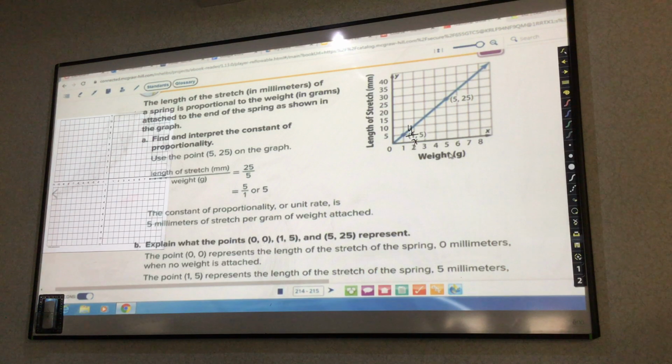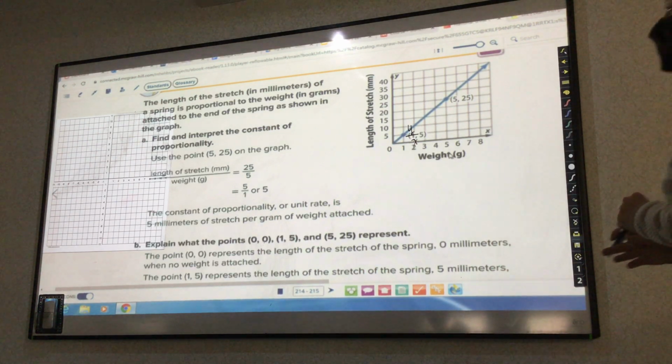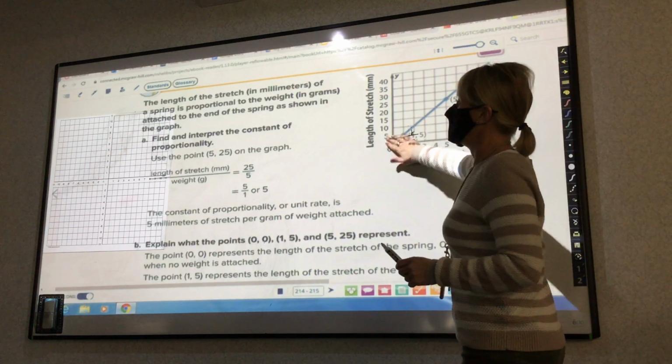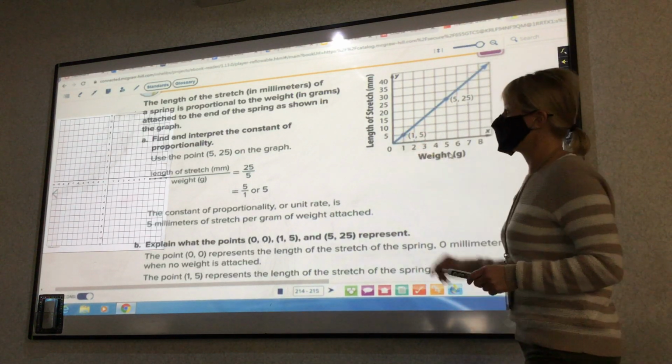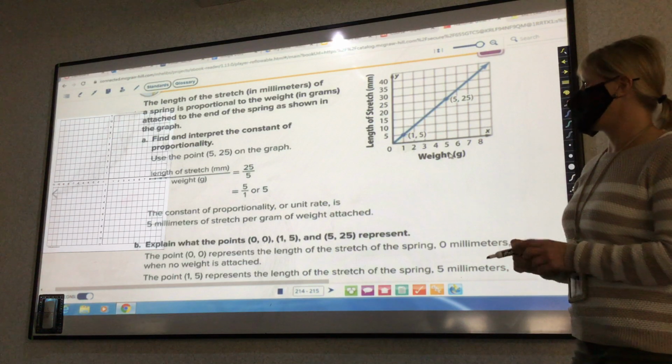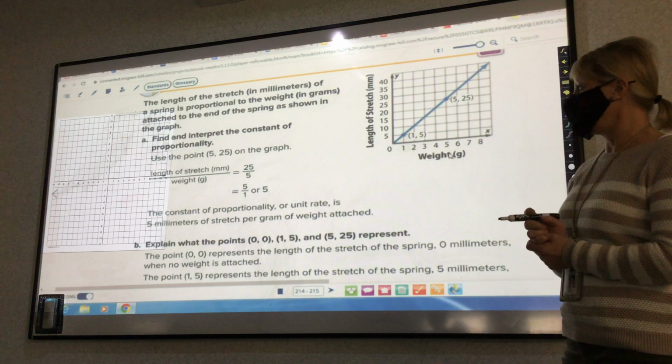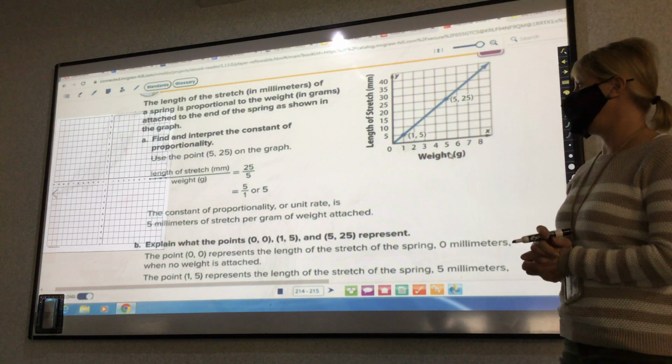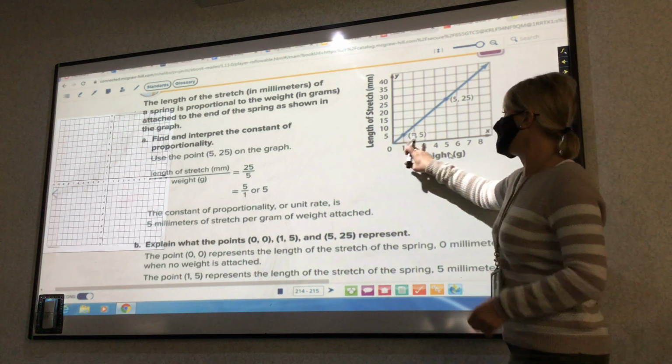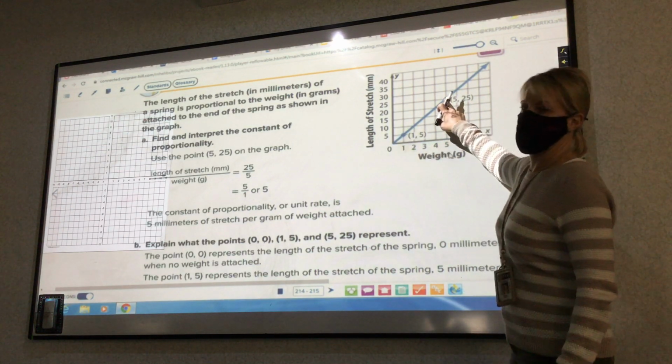The length of the stretch in millimeters of a spring is proportional to the weight in grams attached to the end of the spring as shown in the graph. Find and interpret the constant of proportionality. Use the point 5, 25 on the graph. So I'm going over 5 up to 25.